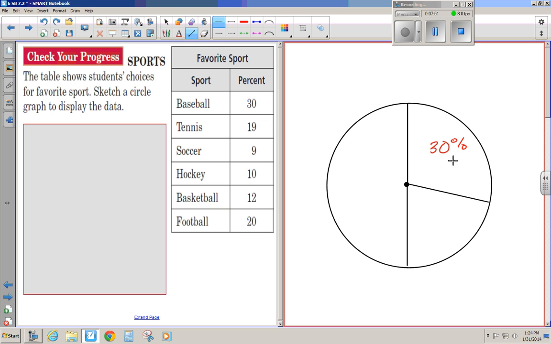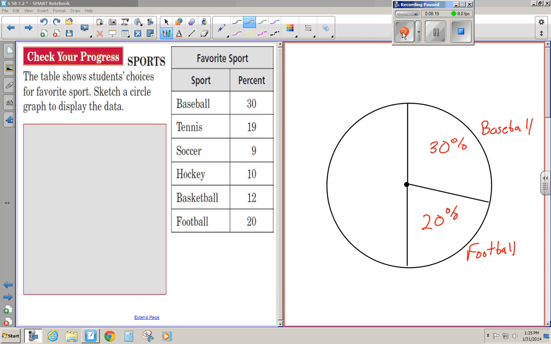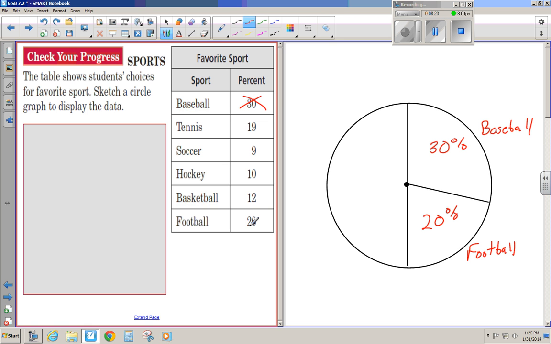If this is 30%, then this part right here must be 20%, right? Because altogether it's 50. So if 30 is here, that means 20% is right here. And so 30% is baseball, 20% is football. And now we can look at how the rest of these add up. So 30% is done, 20% is done.